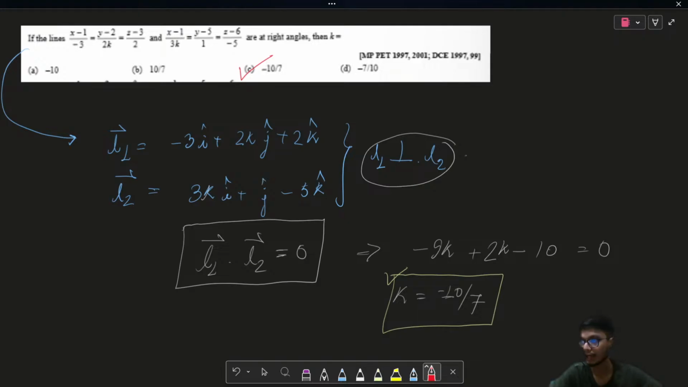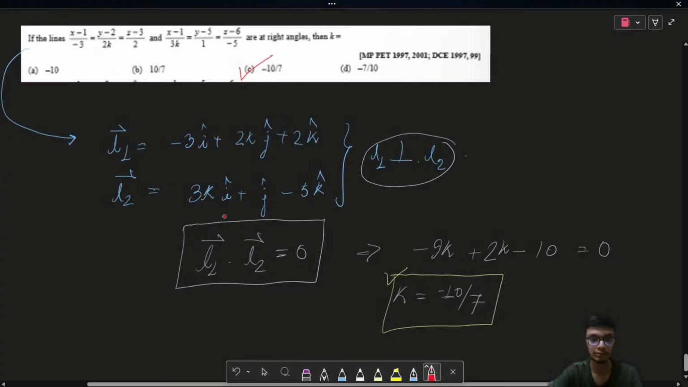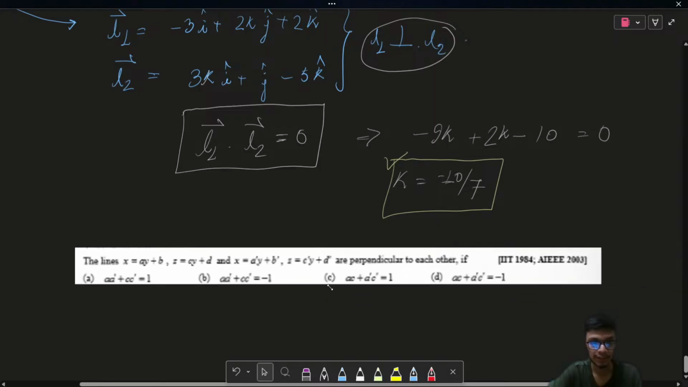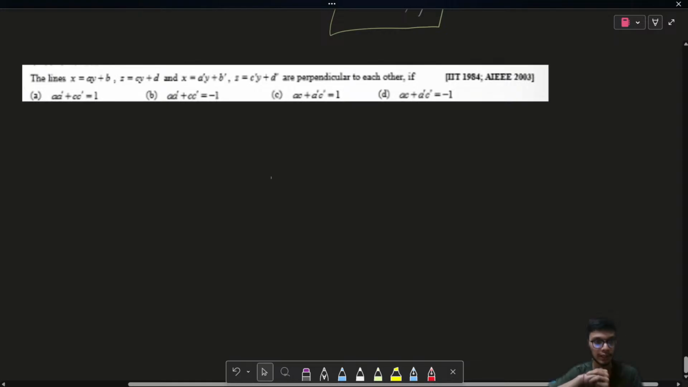Let us now discuss another set of problem. Let us say we have been given the lines as follows. Again, this question is given where the lines are given as follows, and it is said that they are perpendicular to each other. In this case also, you have to first of all obtain the direction ratios of the corresponding line vector.